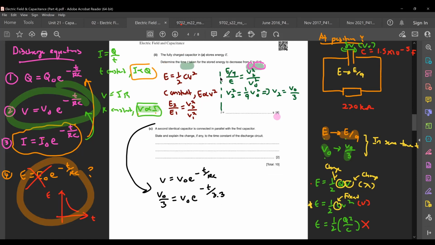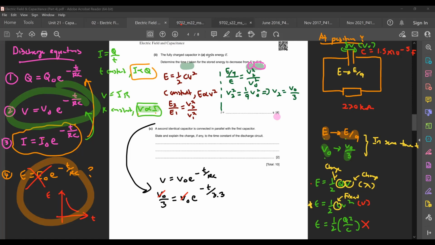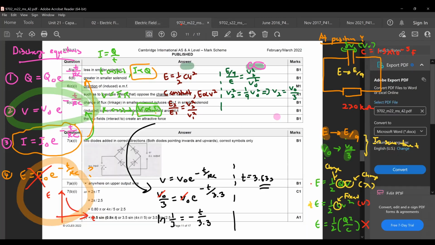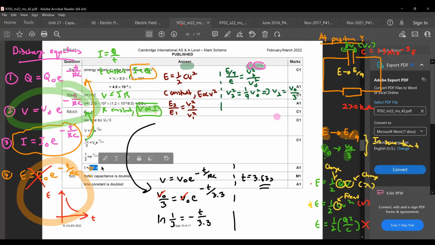Once you have this, you try to solve, you're going to get something like this. You're going to get ln 1 over 3 equals negative t over 3.3. So that now your t would be 1 divided by 3, ln of that answer times negative 3.3. You will get the t as 3.63 seconds. So that is your answer here, if I'm not mistaken. Yes, 3.63 seconds to 3 significant figures. Okay, let me just get rid of this. This is the answer. So the answer is correct.